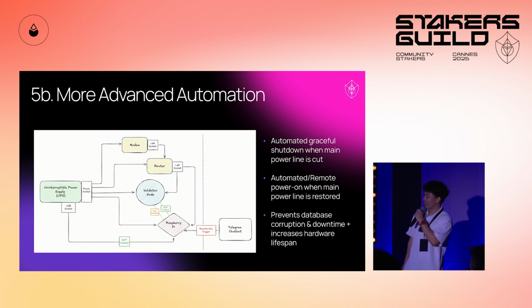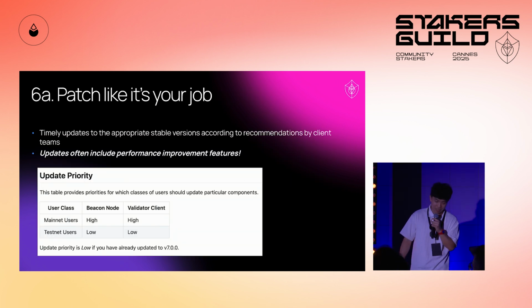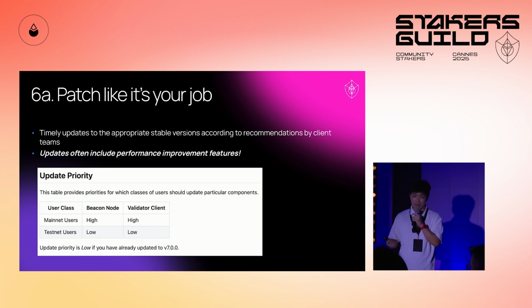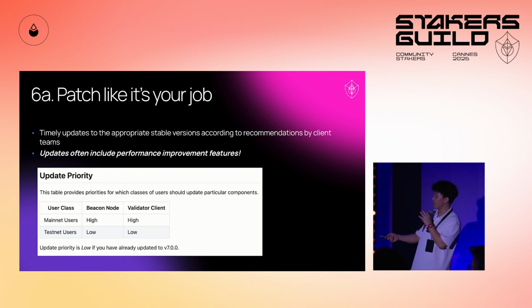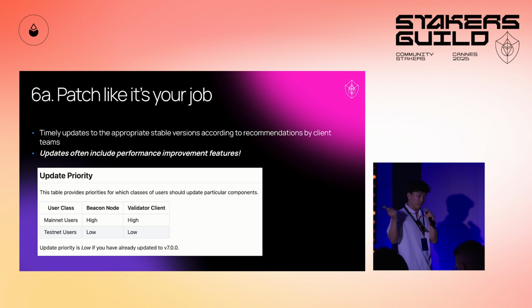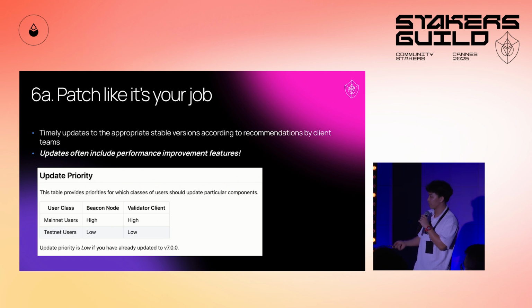All right. Number 6, patch like it's your job. Basically, we need to perform timely updates to the appropriate stable versions of the different clients that we are using to get performance improvement features. Yeah, and these priority levels and recommendations will be provided by the individual client teams. For example, this is, I believe, Lighthouse. During the Pectra update, they tell who should have high priority updating to this version.